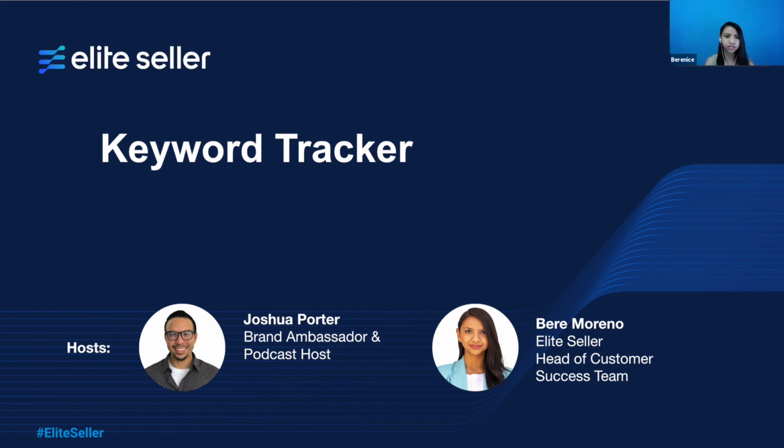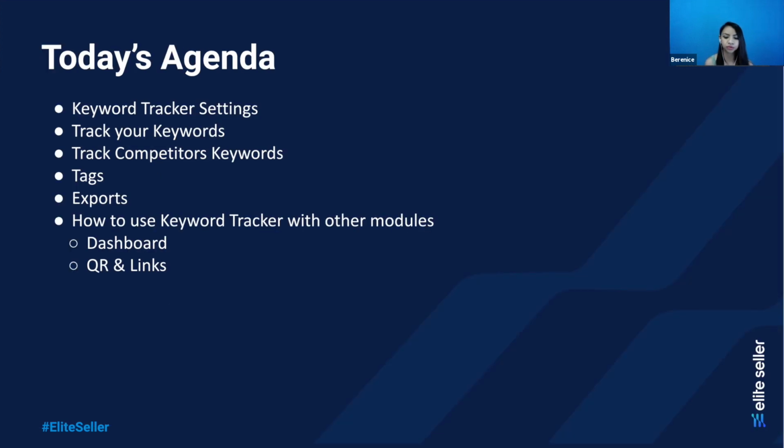Perfect. So just before that, today we're going to talk about, of course, the keyword tracker, but most of it, we're going to talk about the keyword tracker settings, how to track your keywords and your competitors' keywords, how to use the tags, how to export, copy to clipboard, and basically how to use the keyword tracker in combination with other modules. So this can be the keyword tracker and the QR and links modules. So let's jump right into it.